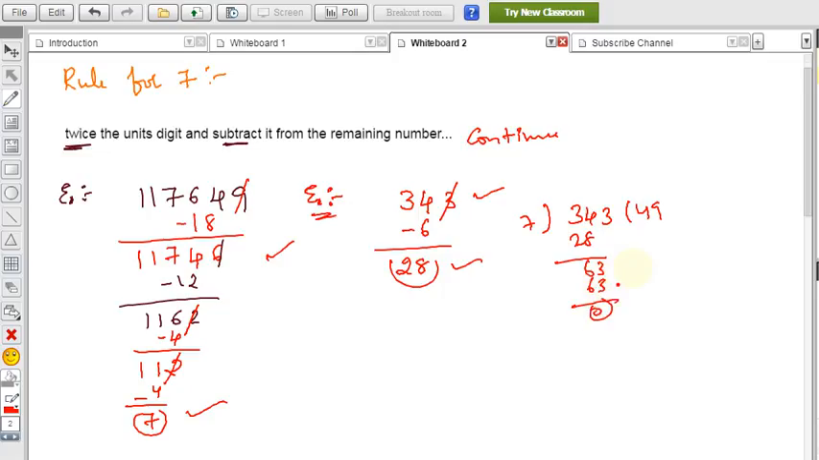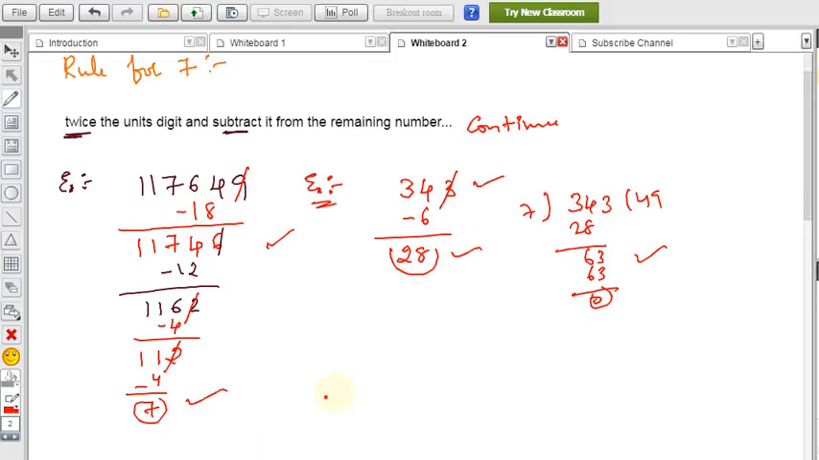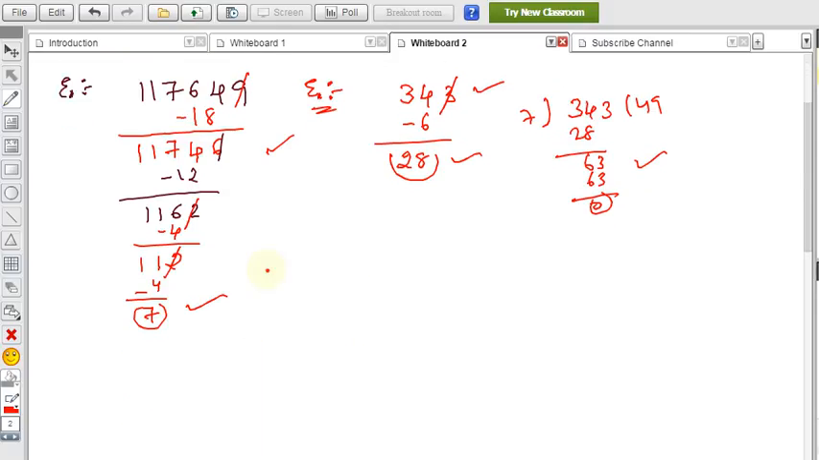Yes, so it's accepted. We have to do the continuous same series. In case the number is very huge, doubling the last digit takes a lot of time. Now I'll explain one more method for the rule for 7, taking the same example. This is a little shortcut.